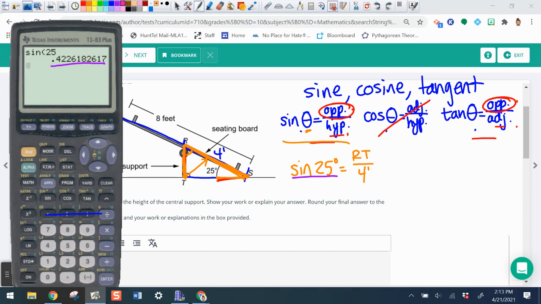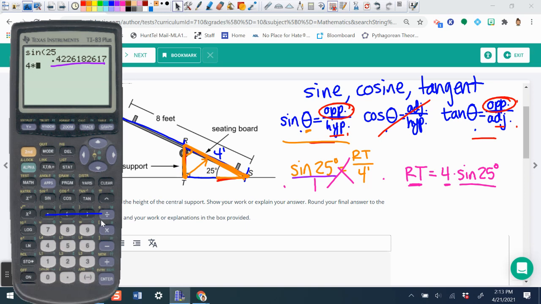So if that's the case, I'm going to put sine of 25 degrees over 1 so that this is now a fraction equaling a fraction, aka a proportion. And to solve a proportion, we're going to cross multiply. So I'll multiply RT times 1 and get RT, and then I'll multiply 4 times the sine of 25. So notice right here, I can find the length of RT simply by multiplying 4 times the sine of 25. So that's what I'm going to put in my calculator.